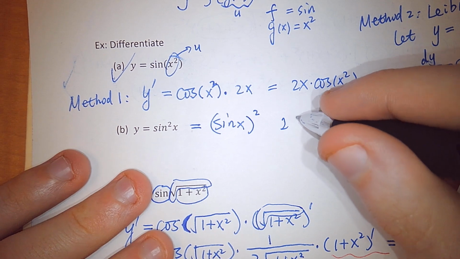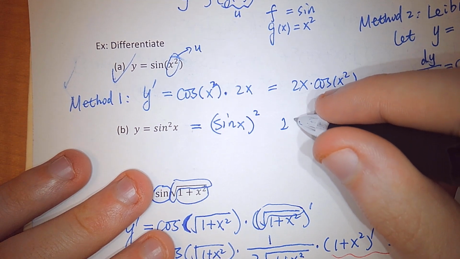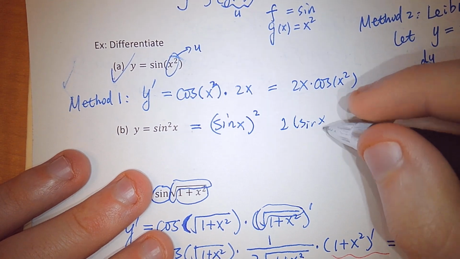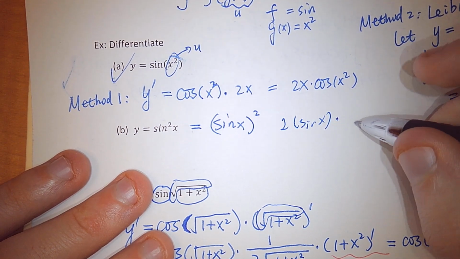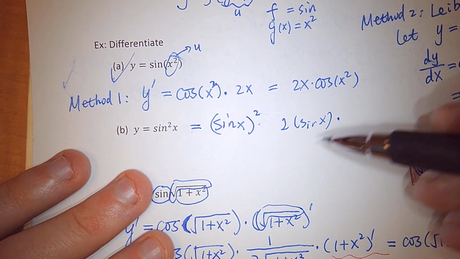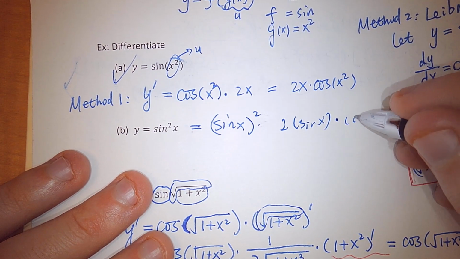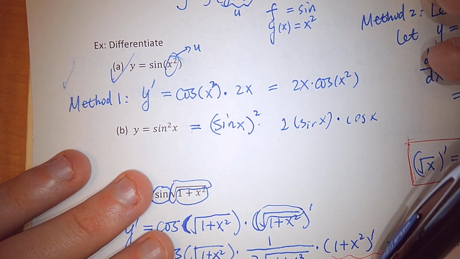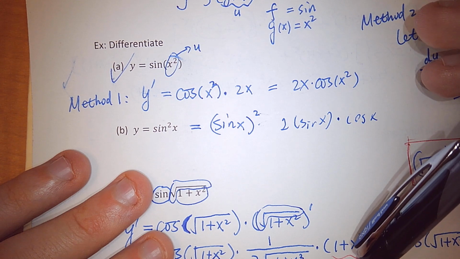So we can rewrite that as 2 sine x times what's the differentiation of whatever is left inside the inner function, which in this case would be cosine x. I don't think we can carry that any further. Agree with friends? Well, that's what I got.